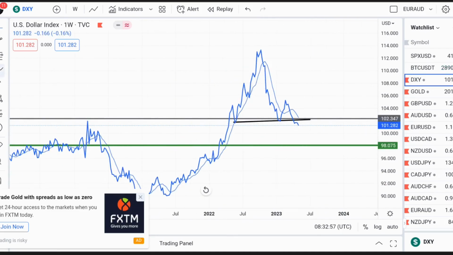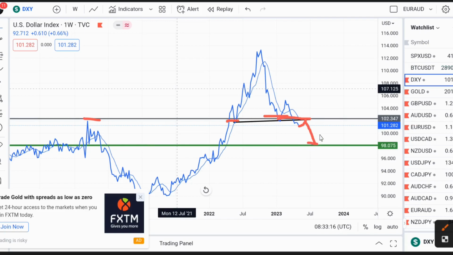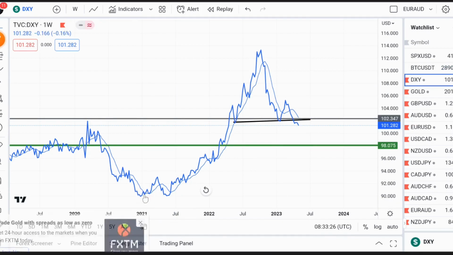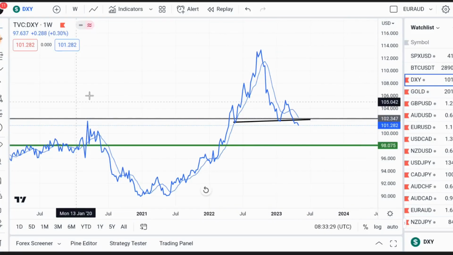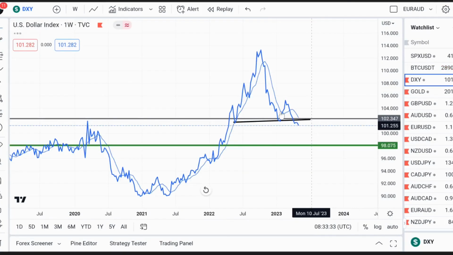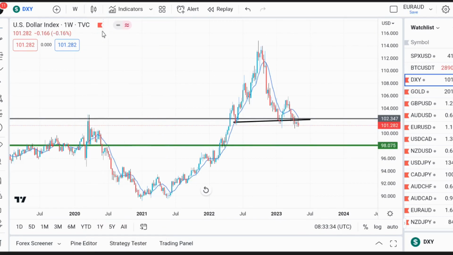As you can see, the US dollar is back below 102.347. What I'm looking at is maybe a retracement on Monday towards this side, then a decline to 98.075. You'll be surprised that I'm using line charts. I'm just using it to smoothen the price of the currency pair. Let's put it to candlestick so that you can see it very well.